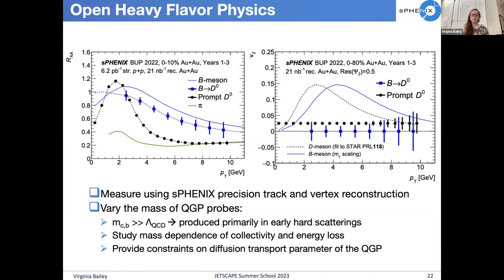And the nice thing about heavy flavor is that the mass of these quarks is so large that they're produced primarily early in the hard scattering. And so they really can probe the full evolution of the QGP. That way we can study the mass dependence of collectivity and of energy loss, as shown in the projections. And this will help to provide constraints on the diffusion transport parameters of the QGP.